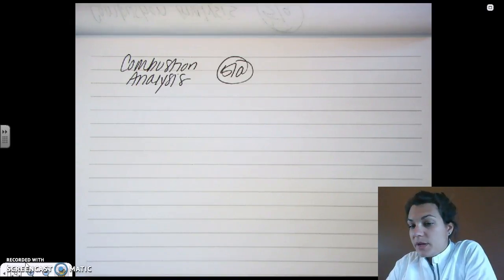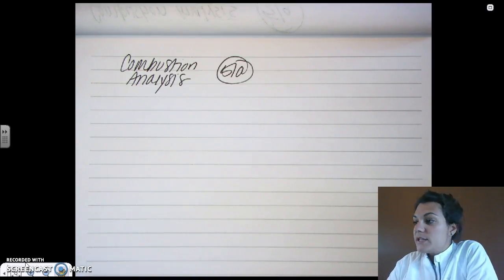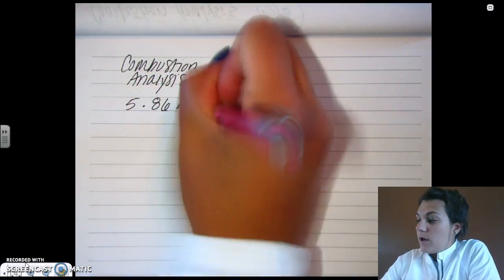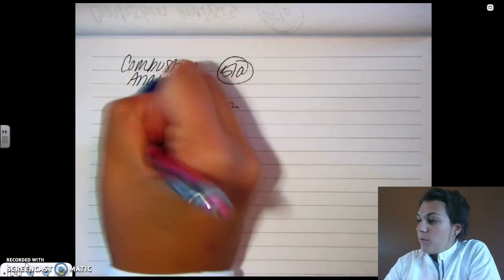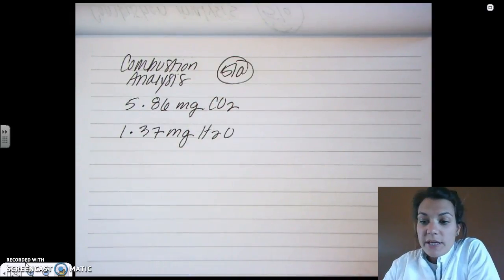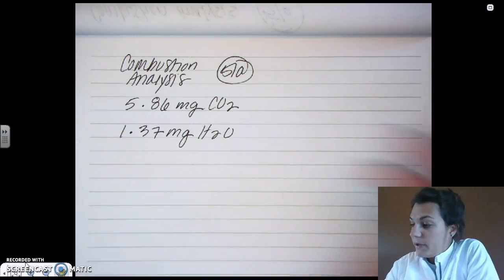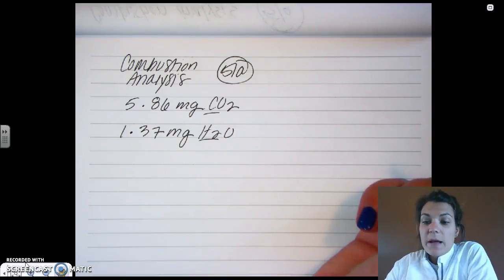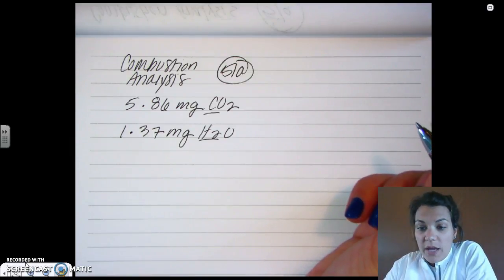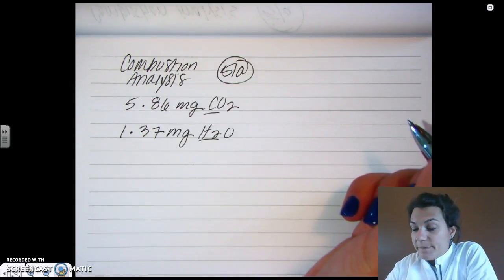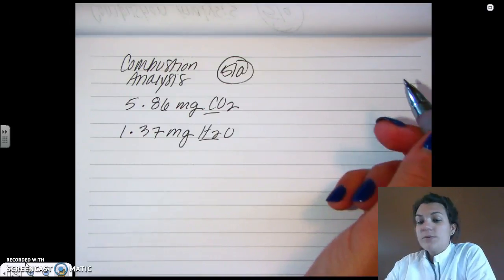Toluene is a hydrocarbon, and then it tells you that the combustion analysis information that you get is you have 5.86 milligrams of carbon dioxide, and you have 1.37 milligrams of H2O. So since this is toluene and it only contains hydrogen and carbon, we only have to do two different conversions here. Now the difference with this problem is we don't have to convert all the way to grams, because most of the time you're subtracting to figure out oxygen, and that's why we convert to grams. But in this case, we don't have to do that, right?